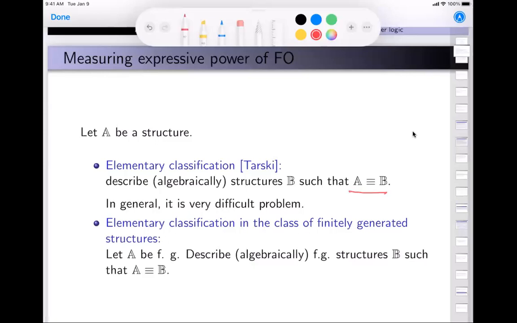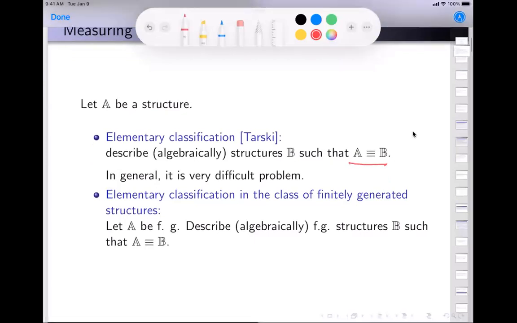So it was proposed, not lately, it has always been there, because people could not do quite often more than the finitely generated case anyway. So elementary classification is considered in the class of finitely generated structures. Your structure is supposed to be finitely generated, and you are required to describe all finitely generated structures which are first order equivalent to B. That's a much more manageable problem.